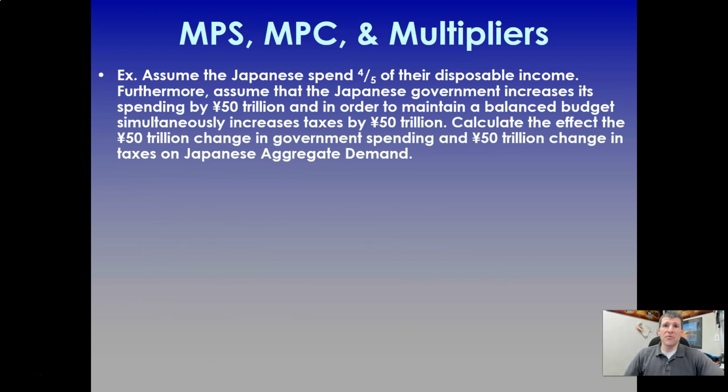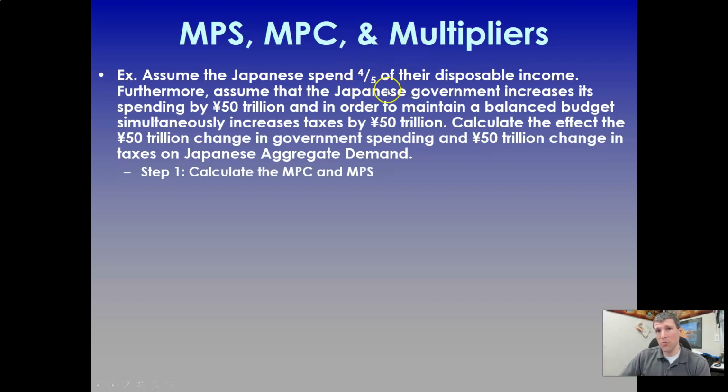Assume the Japanese spend 4/5 of their disposable income. Furthermore, assume that the Japanese government increases its spending by 50 trillion yen, and in order to maintain a balanced budget, simultaneously increases taxes by 50 trillion yen. Calculate the effect of the 50 trillion yen change in government spending and 50 trillion yen change in taxes on Japanese aggregate demand. All right, calculate the MPC and the MPS.